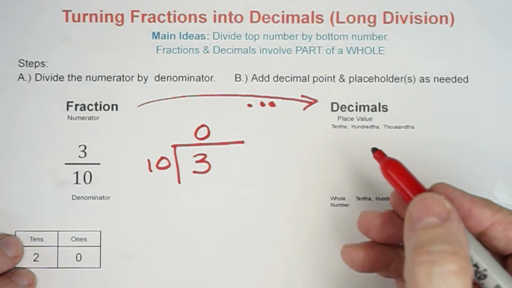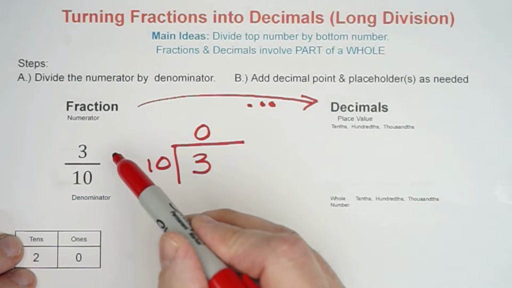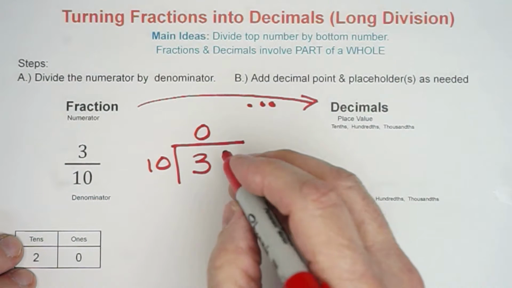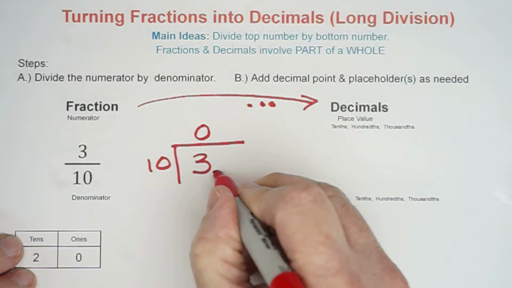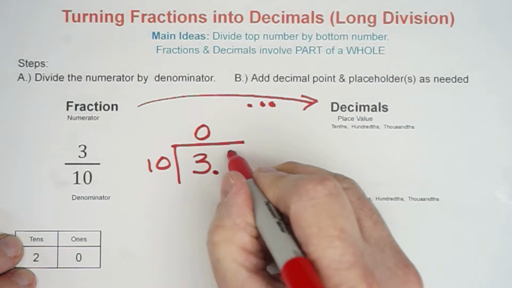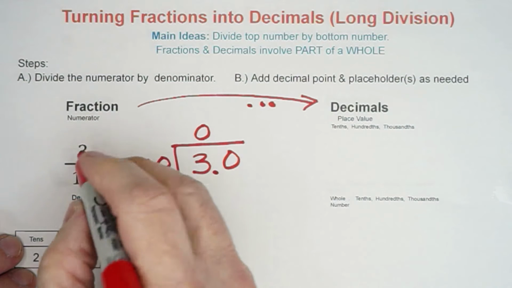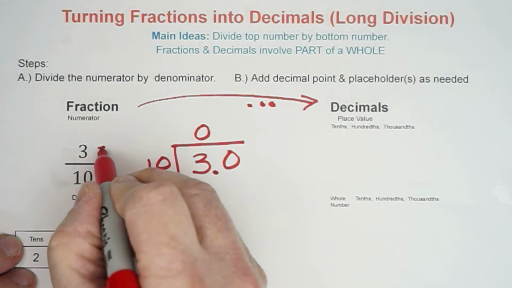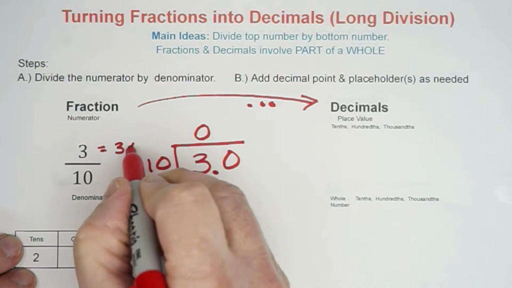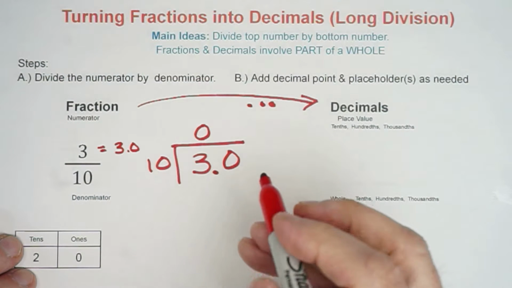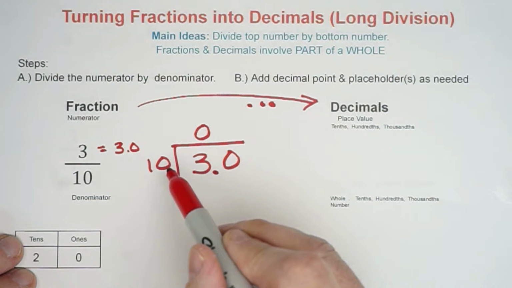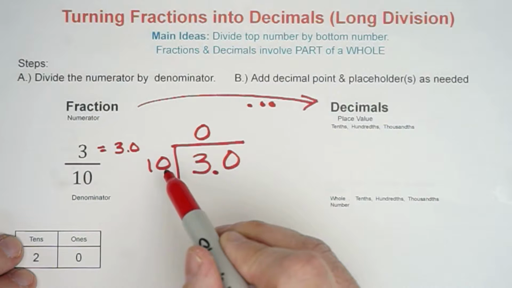So what do we do? Well, remember, we're dealing with fractions. So when you're dealing with fractions, I can really express 3 wholes as 3 and 0/10. Remember, this is equal. 3 is equal to 3.0. It's just another way of showing it. So now I can say, how many times does 10 go into 30?